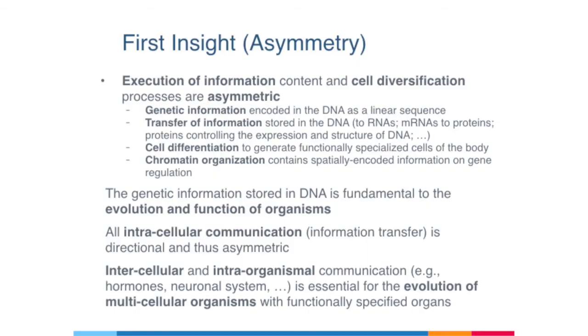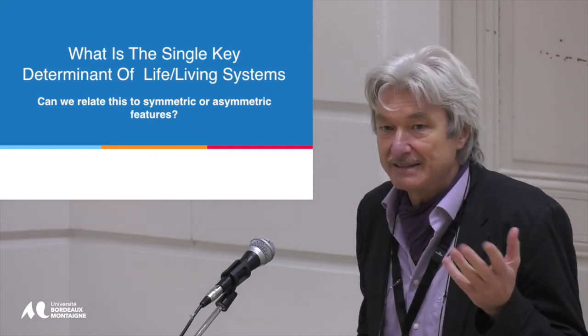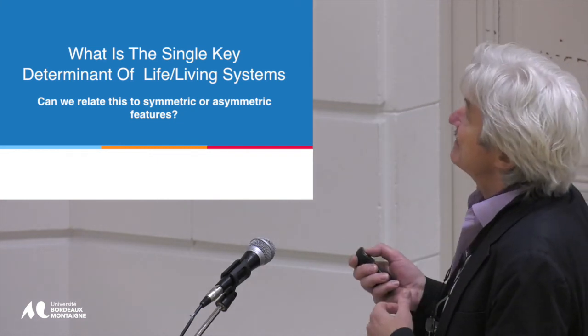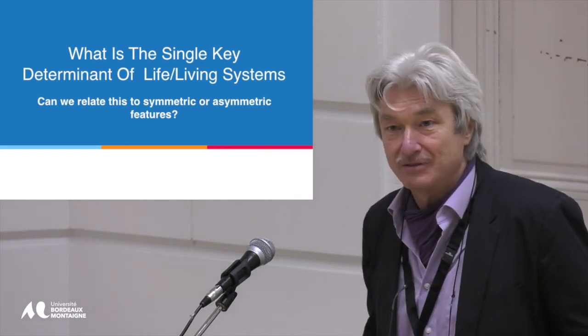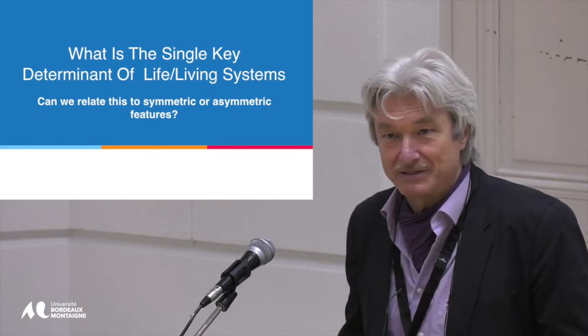So all of this, what I did not point out is intracellular communication is, of course, directional, and intercellular and intra-organismal communication. So this involves, for example, the action of hormones or the neuronal system, which is acting at distance. All of these are essential for the evolution of multicellular organisms. Now, the question arises, is there a single key determinant of life or of living systems? And if so, is this symmetric or asymmetric?